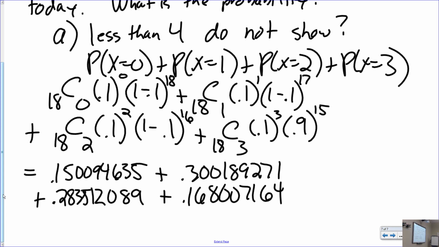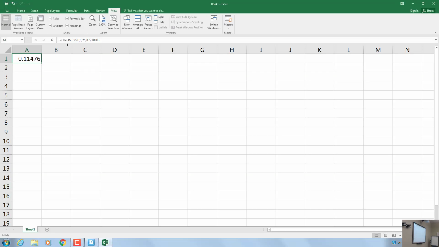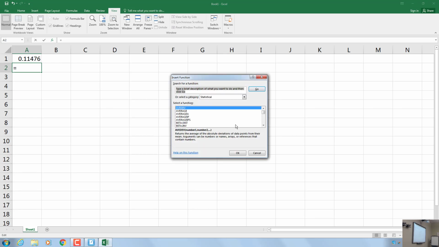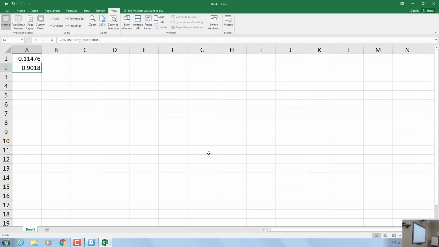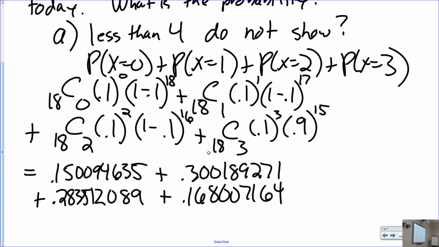And again, the difference between using this and using Excel, use your binomial distribution. I want 3 successes, 18 trials. Success happens 0.1, and I want cumulative true. Done. So those are the sorts of things that you want to be careful with, right?